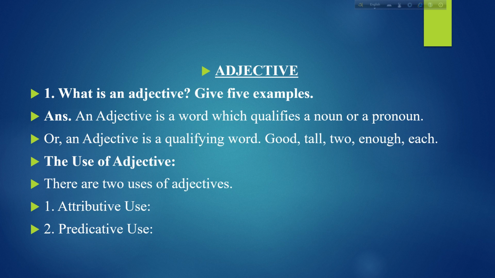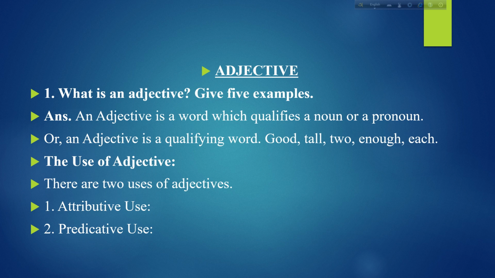So adjective, what is an adjective? Give 5 examples. An adjective is a word which qualifies a noun or a pronoun, or in other words, we can say an adjective is a qualifying word. For example, good, tall, two, enough, each, etc.